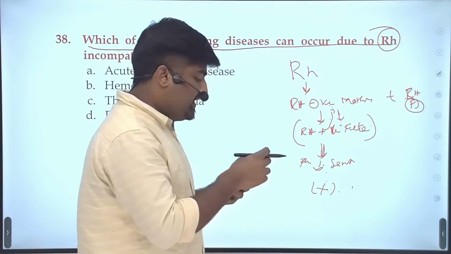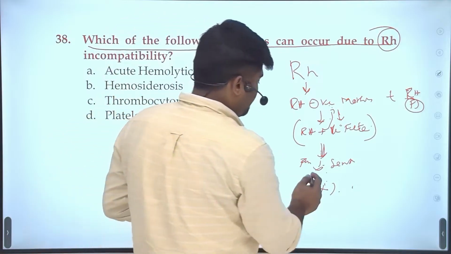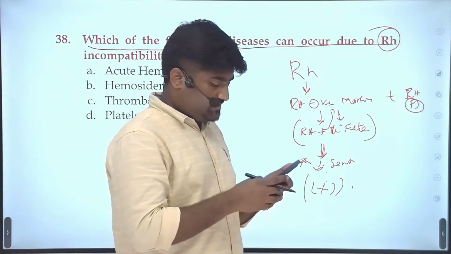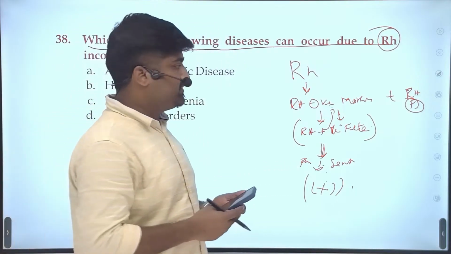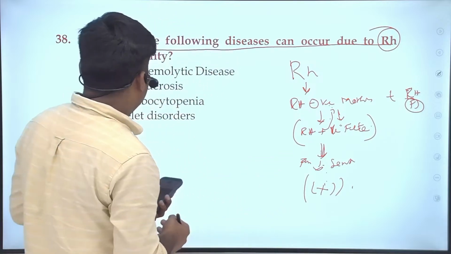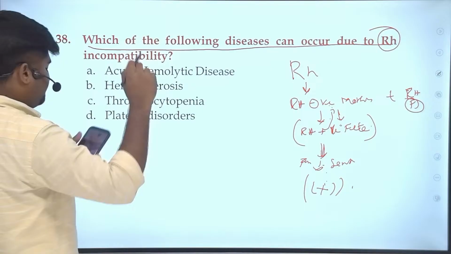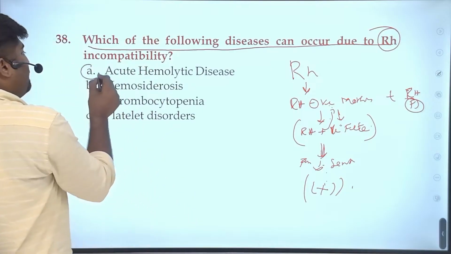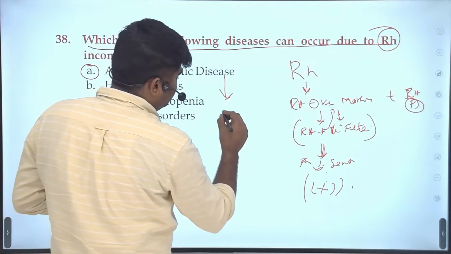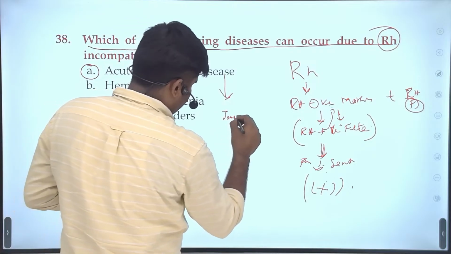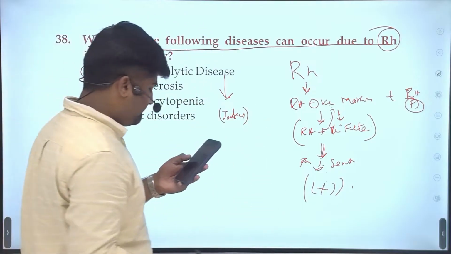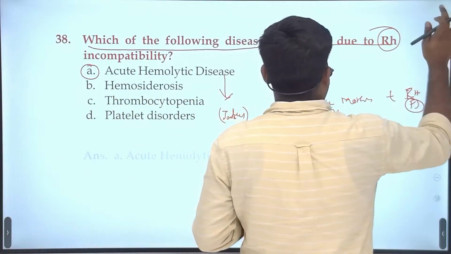For that only we are giving anti-D dosage. Anti-D dosage at 28 weeks, 300 mcg. Now tell me, which of the following diseases can happen? That is acute hemolytic disease, and most probably there are chances of jaundice. Severe jaundice is also possible. These are the things you should note.